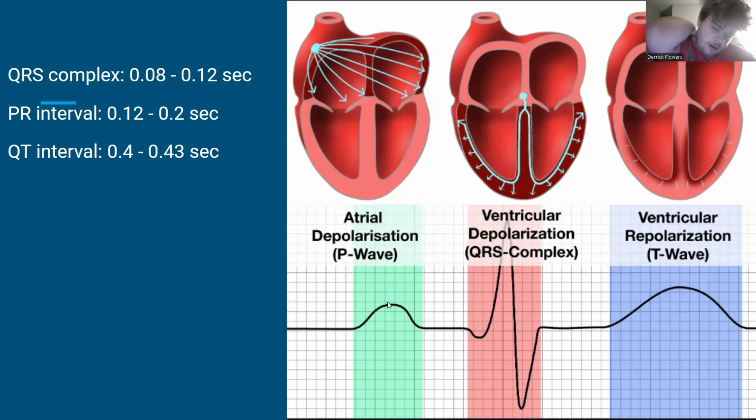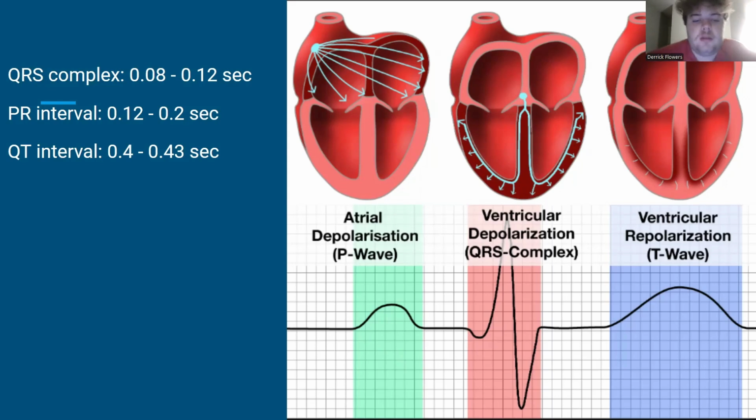Next, we're going to move on to the PR interval. Now, it's not highlighted here in this image, but I will explain it to you. The PR interval starts at the beginning of the P wave, and it goes all the way to the beginning of the Q wave. Okay, it's the PR interval. I don't know why they call it PR. Don't ask me. This is what I've been taught. This is what I'm going off of.